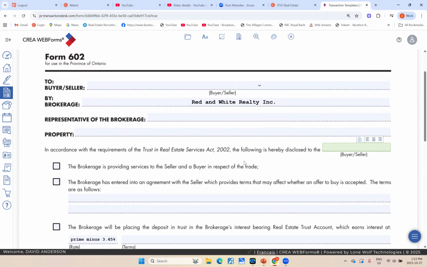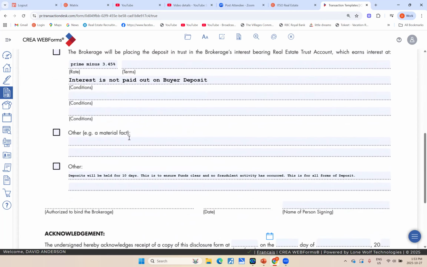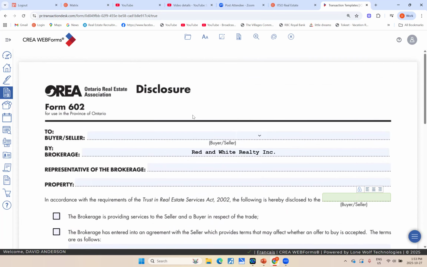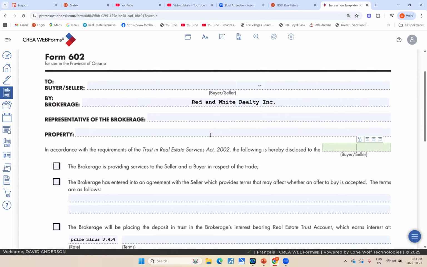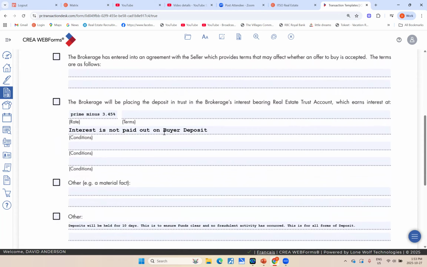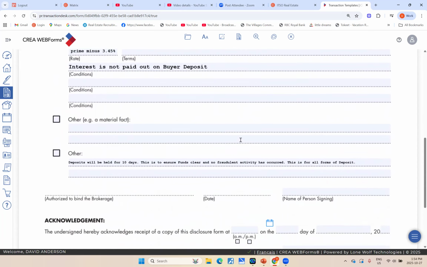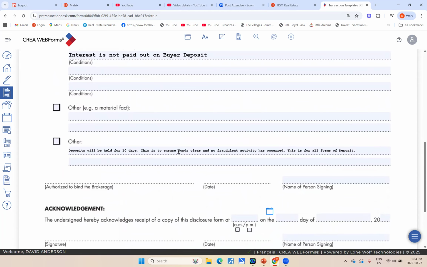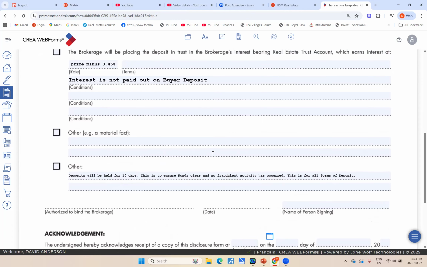Now, let's say you wanted to use it for putting in a material fact. For instance, you could say down here that there's vermiculite in the attic. Any of these disclosures you can do, but this form in its current state that's in our web form kits is a disclosure from Red and White Realty to a buyer to let them know what is happening with the interest on their deposit and also that it's going to be held for 10 days, so they don't think that they can just give us a deposit and then walk away from the deal and get the money back. That's not the purpose, so that's why we put it in there.